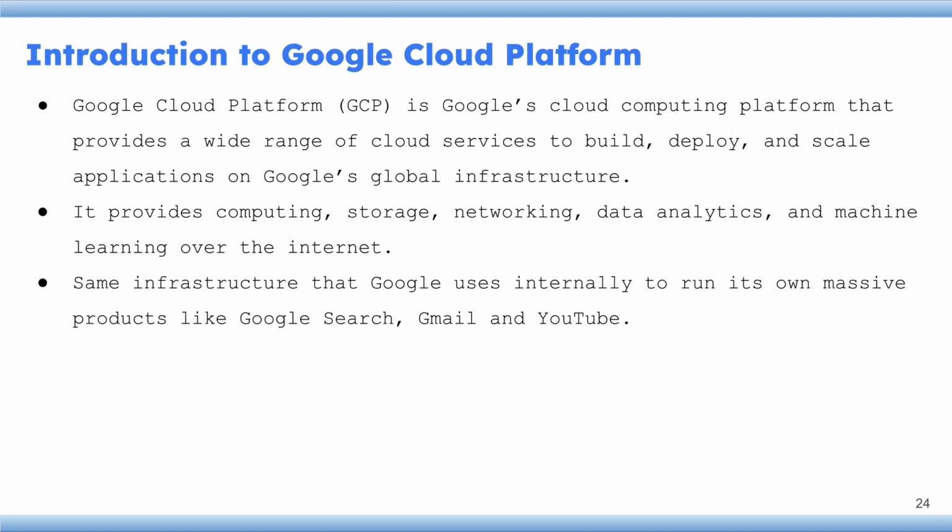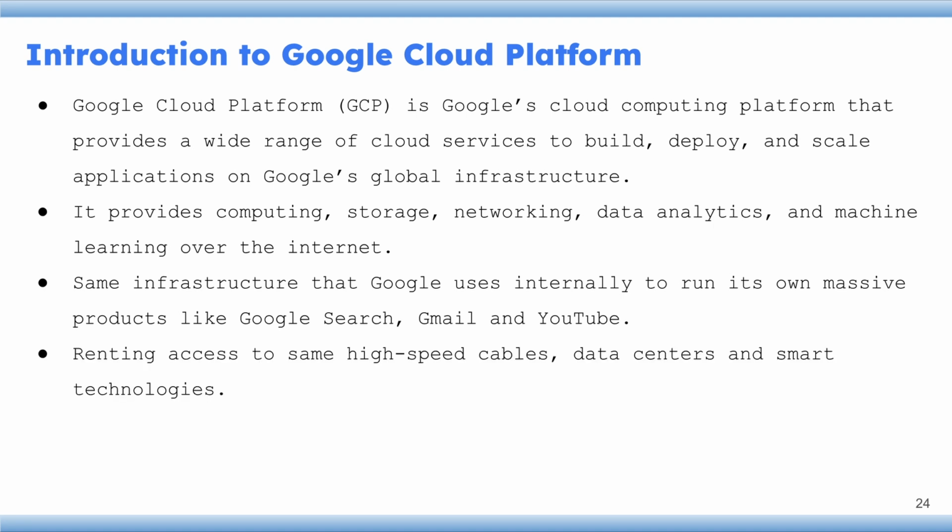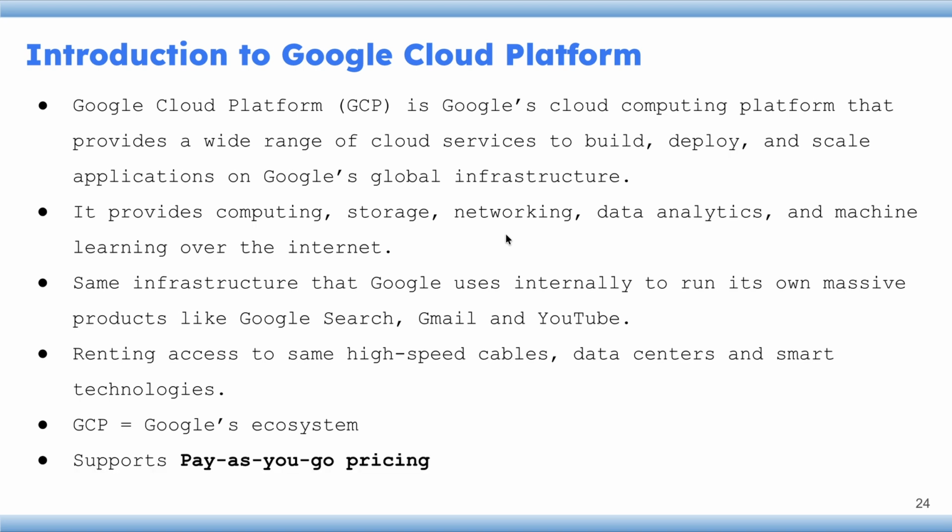It is essentially the same infrastructure that Google uses internally to run its own massive products like Google Search, Gmail and YouTube. So when you use GCP, you're renting access to the same high-speed cables, data centers, and smart technologies that power Google's own empire. In short, GCP is nothing but cloud in Google's ecosystem. And one important point to note: when you are using Google Cloud Platform, you pay only for what you use. It supports a pay as you go pricing model.